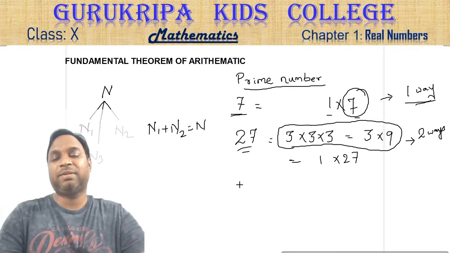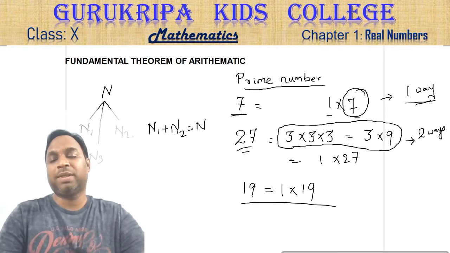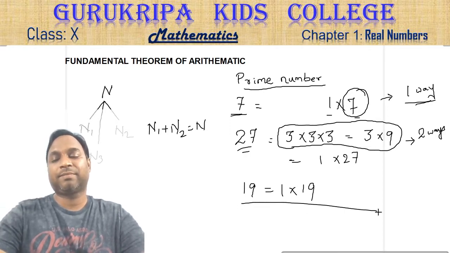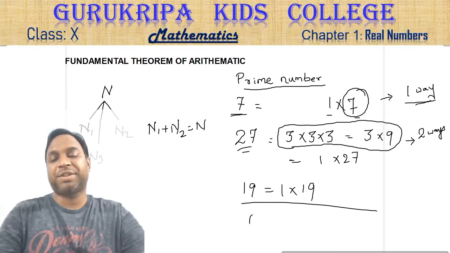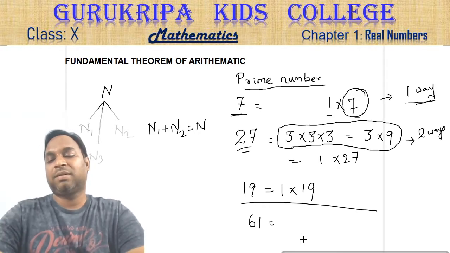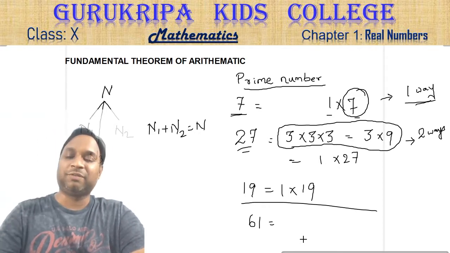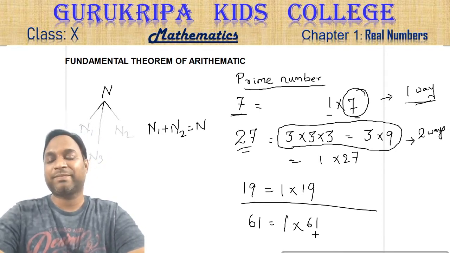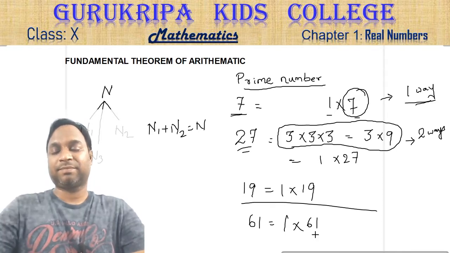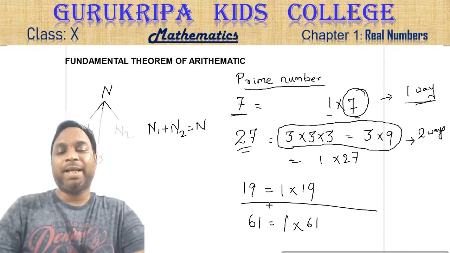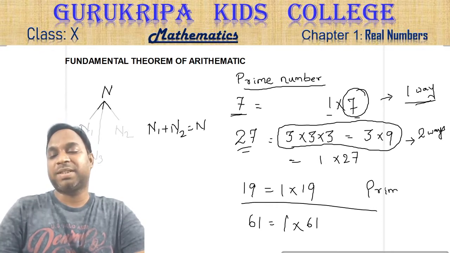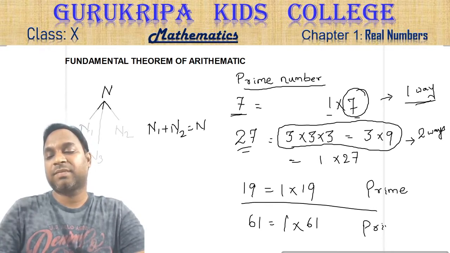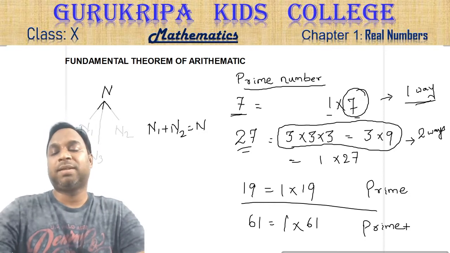Let's take one more example. Let's take 19. Can you express it as a product of any other number? No, you can only write 1 into 19. Let's say you take 61. Can you express it as a product of two numbers? Can you break it down? No. 61 will remain 61 itself. It can only be 1 into 61 and no other possibility is there. So that is a prime number. You cannot express it as a product of two different numbers.